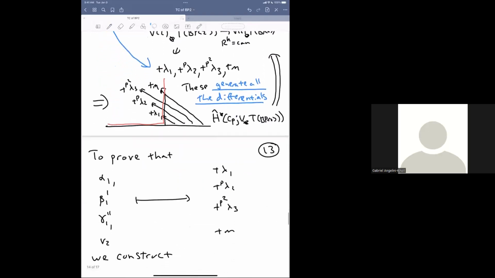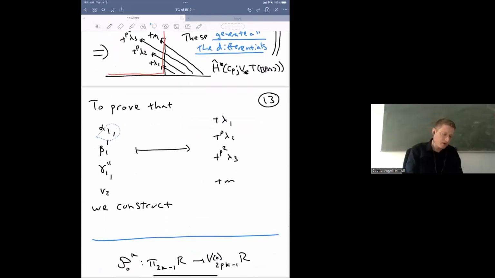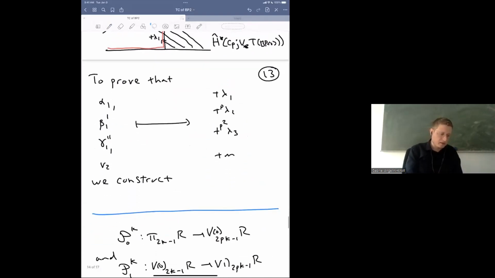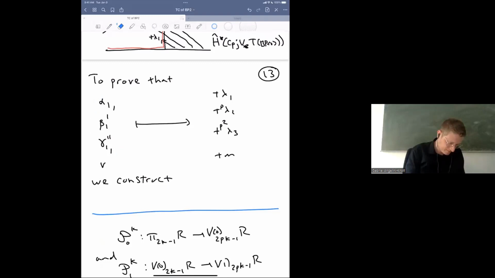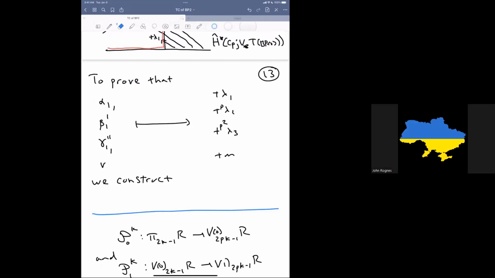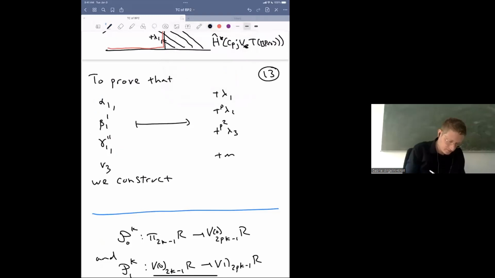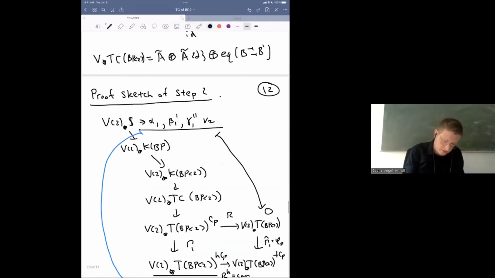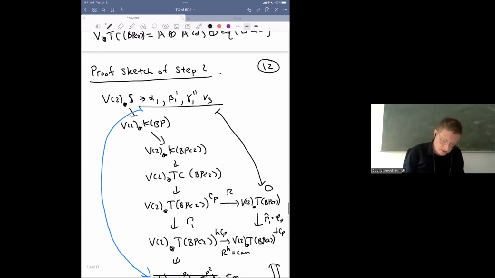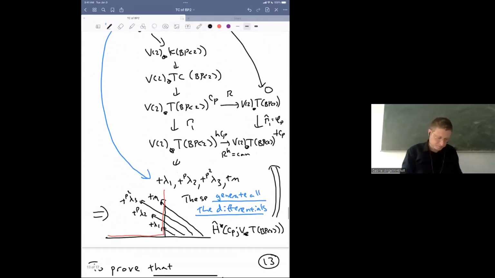So we want to prove that alpha 1, beta 1 prime, gamma 1 prime prime, and v2 map to these classes. And the story will be a little bit different. Gabe: It's really v3, not v2. Oh, thank you. Yeah. Sorry about that. Did I write that anywhere else? Hopefully not. Oh, yes, I did here. Yeah, thanks.